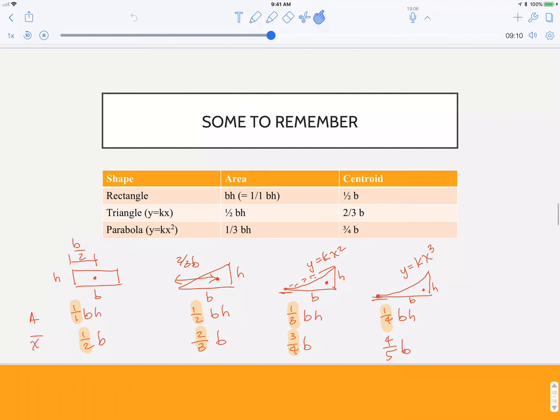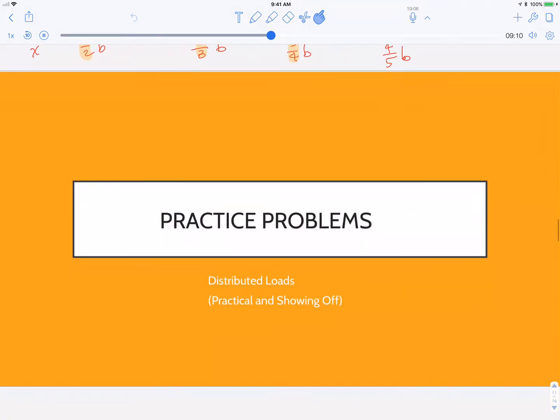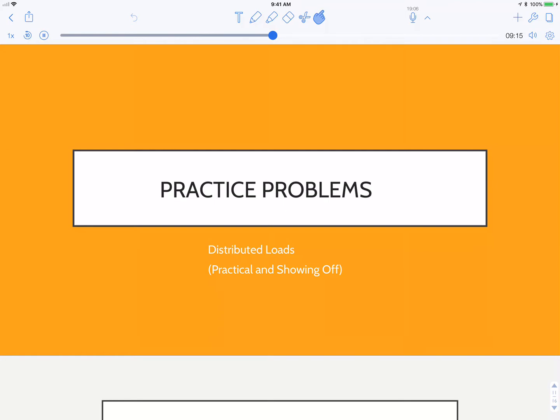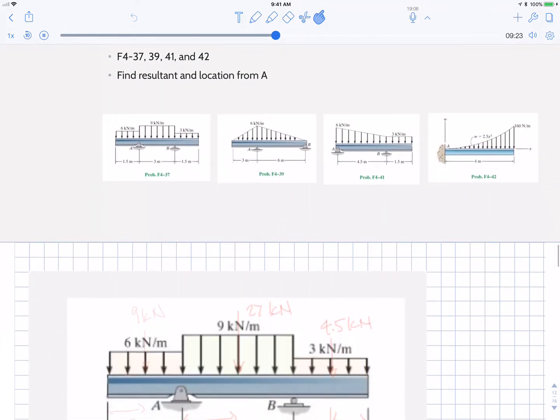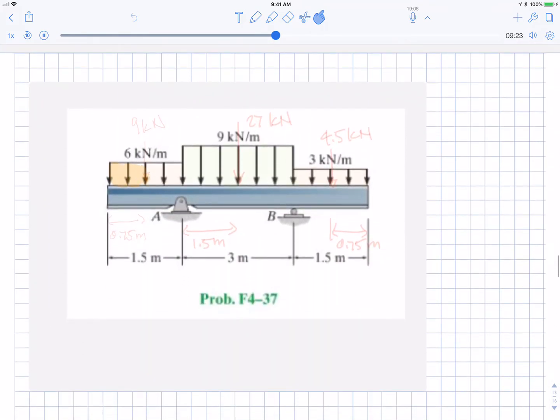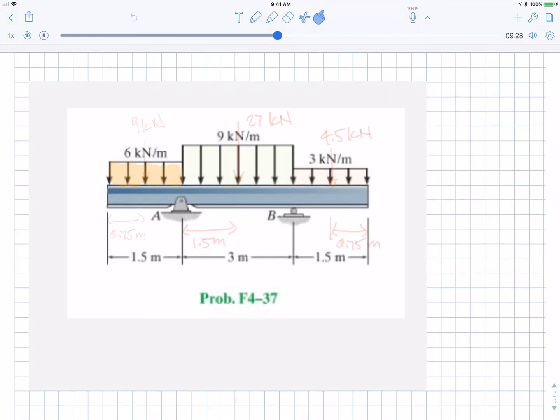Okay, here are some practice problems we'll do to get this concept. Just remember, we're looking for areas and centroids. This is a very typical problem. Most of the time, loads will be rectangular like this. Okay, so we have that load there, this load here of 3 kilonewtons per meter. Let me use a different color to contrast. And then this load here of 9 kilonewtons per meter over 3 meters.